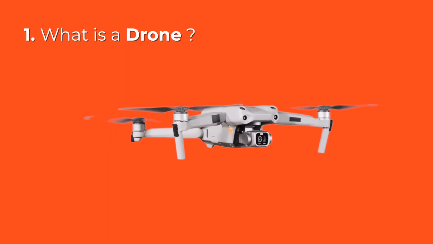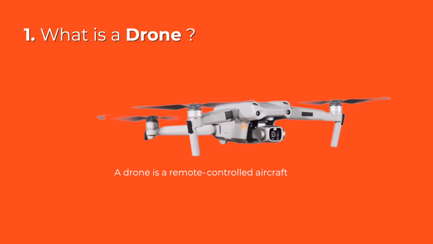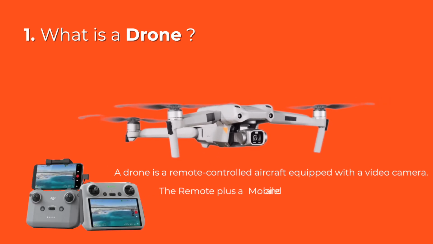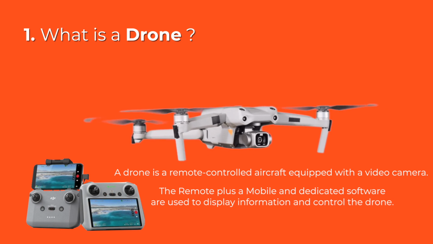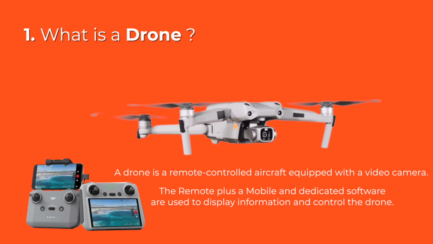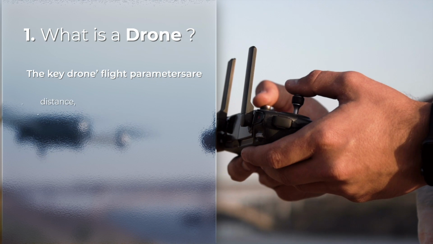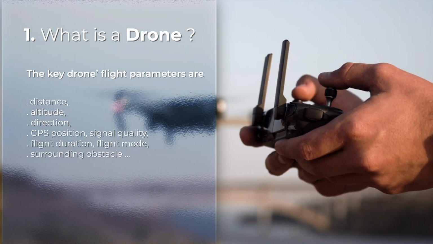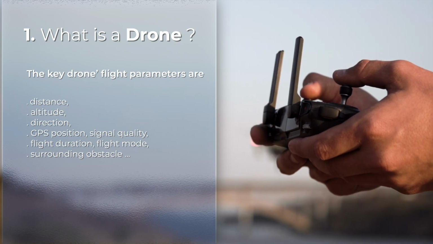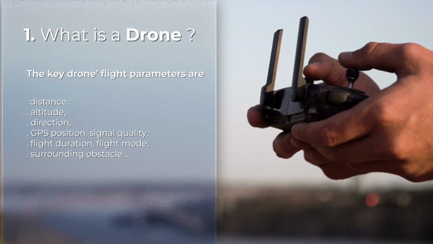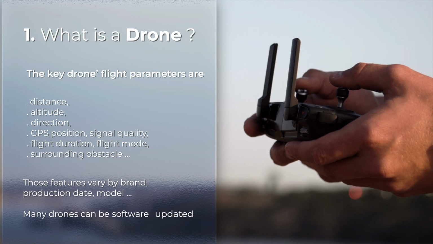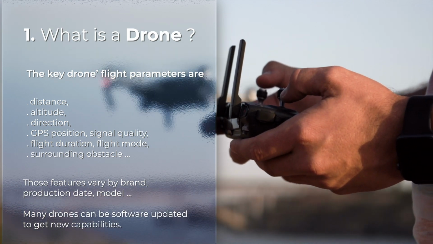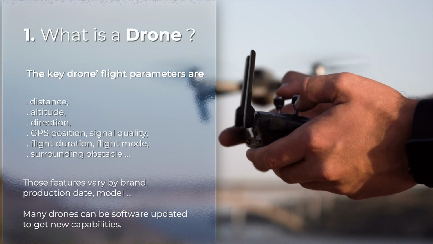1. What is a drone? A drone is a remote-controlled aircraft equipped with a video camera. The remote plus a mobile and dedicated software are used to display information and control the drone. The key drone flight parameters are distance, altitude, direction, GPS position, signal quality, flight duration, flight mode, surrounding obstacles. Those features vary by brand, production date, model. Many drones can be software updated to get new capabilities.